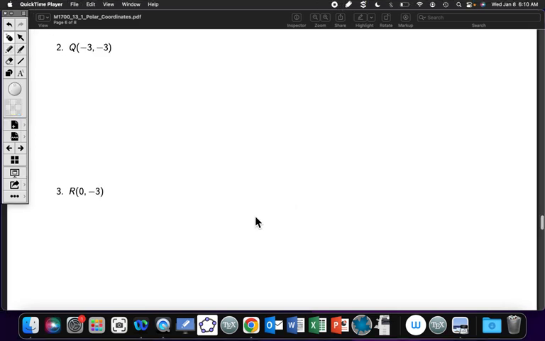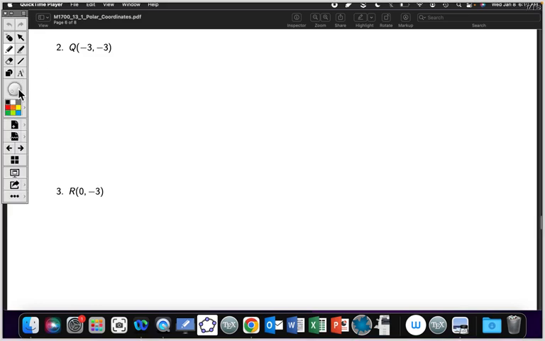Next example here, we've got Q, negative 3, negative 3. So once again, the first thing I recommend is plotting the point here in the plane. These are the Cartesian coordinates. So negative 3, negative 3, living here in quadrant 3.